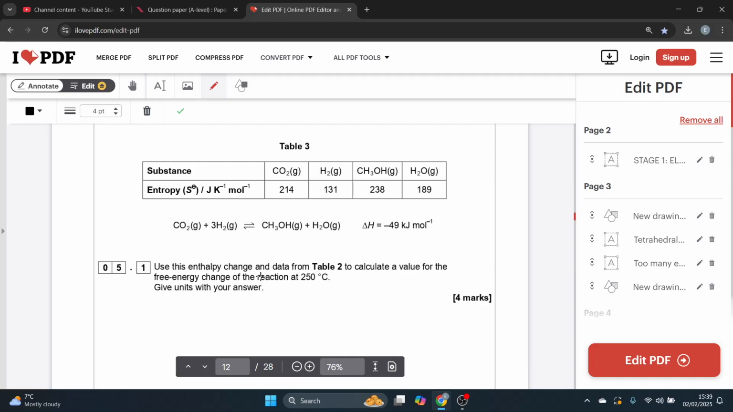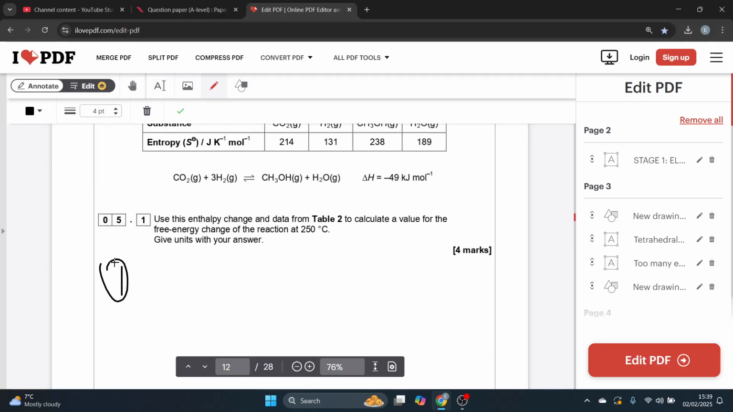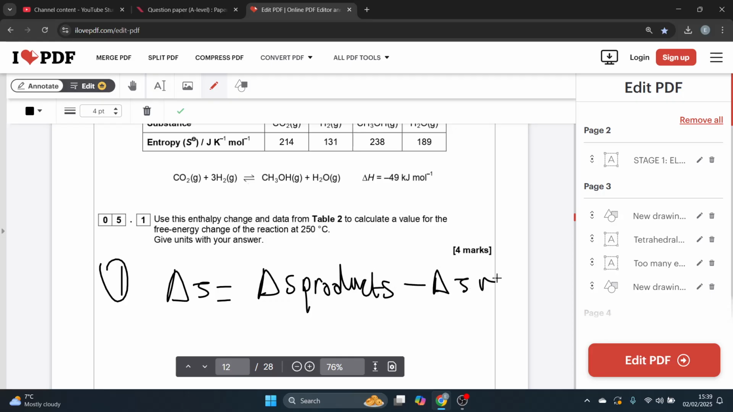So, all I need to do first is find out the entropy change. It doesn't give me that, does it? No. If it did, then it wouldn't be worth 4 marks. So entropy of products minus entropy of reactants.